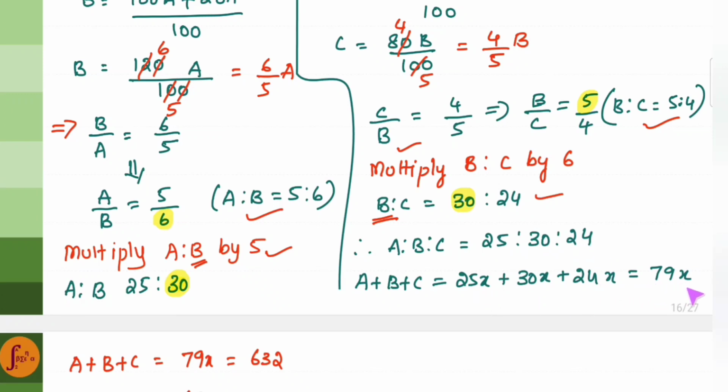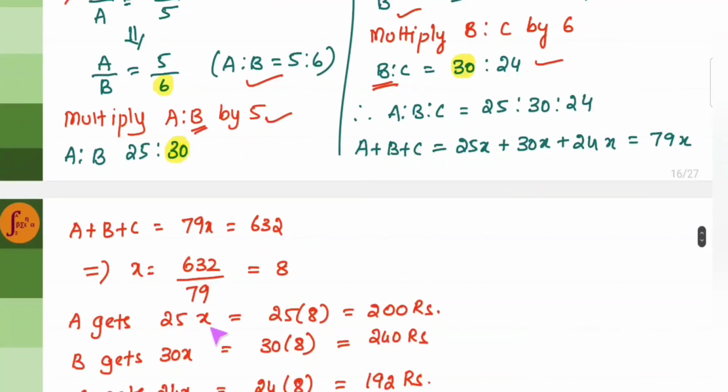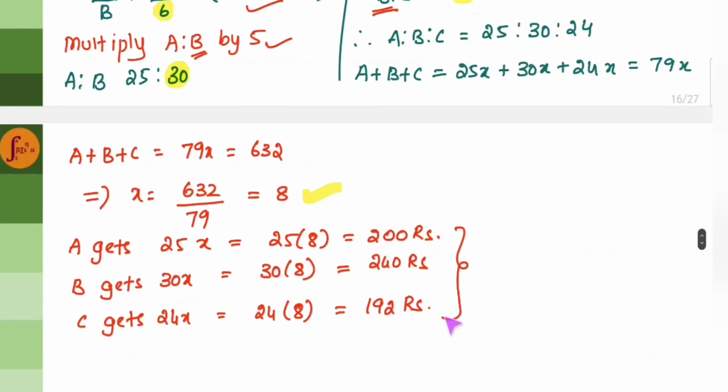When you add up all this, it's going to be 79x. 79x is going to be 632. You get the x value and then find each of A, B and C.